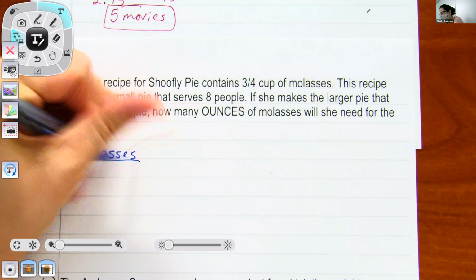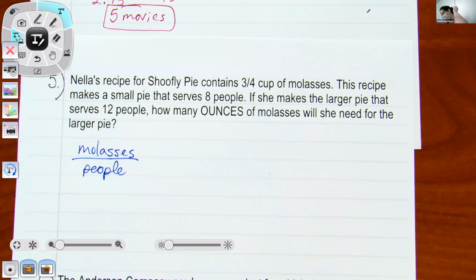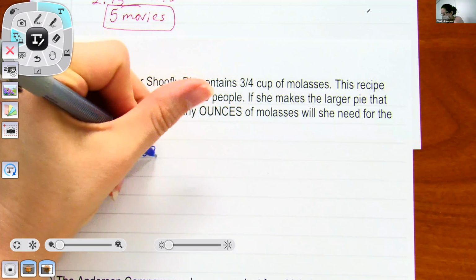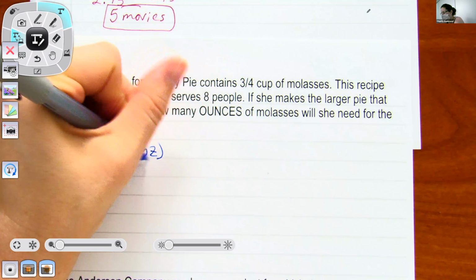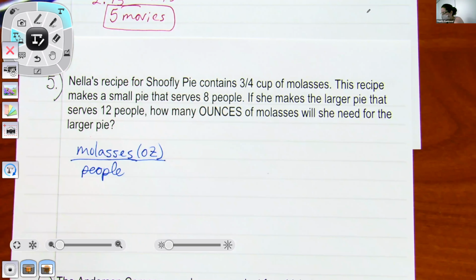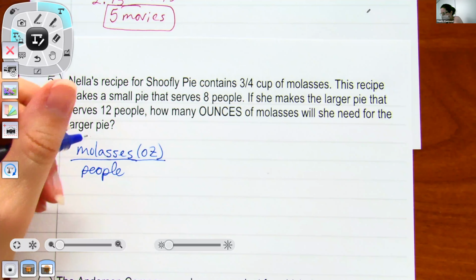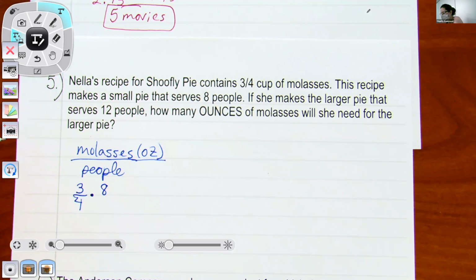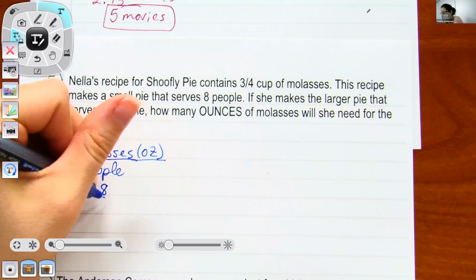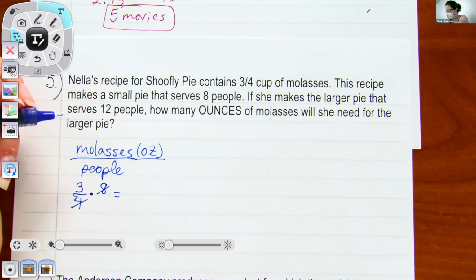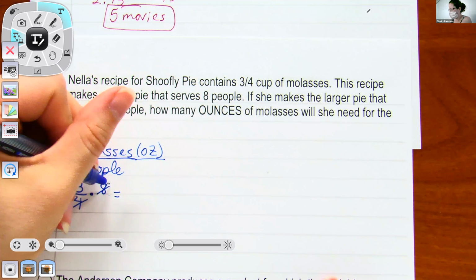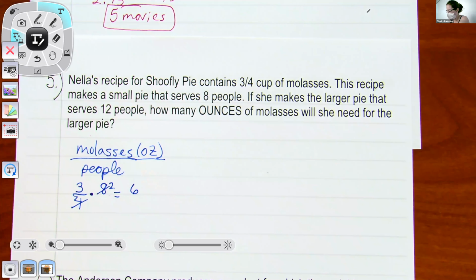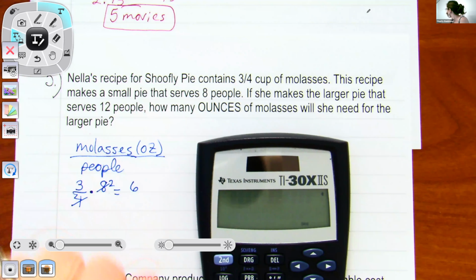And again, we just need to figure out. So they want to know how many ounces. So let's make the molasses converted to ounces instead of cups. So there's 8 ounces in a cup. So 3/4 of a cup multiplied by 8. So you can multiply this on your calculator actually, but it's not that hard to do by hand. You can actually put fractions in here on your calculator.